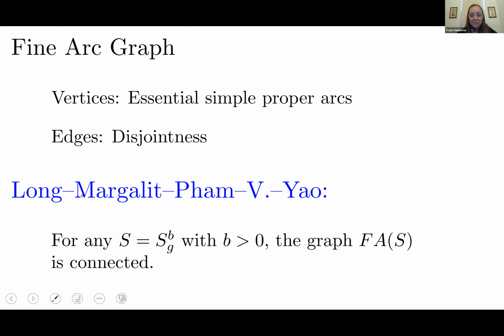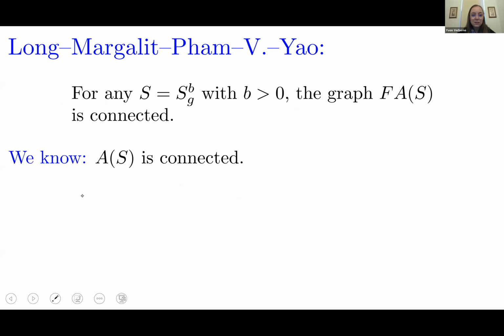Together with Long, Margalit, Pham, and Yao, we were able to show that for any surface of genus g with at least one boundary component, the fine arc graph is connected. The way that we were able to prove this is by utilizing the fact that the arc graph is connected. The arc graph of a surface is defined to be the isotopy classes of essential simple proper arcs, and it was proven that the arc graph is connected. So since the arc graph is connected, we know that for any two arcs which are not isotopic, there's going to be a path between them.